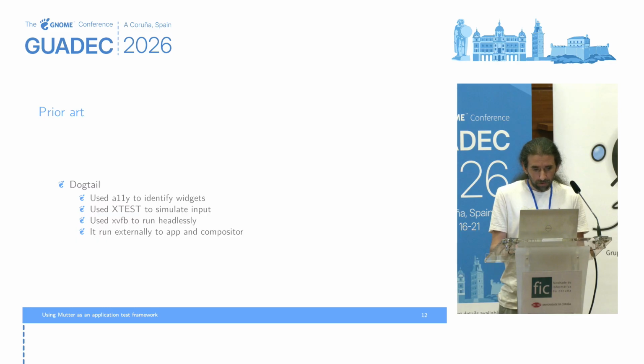And it also used Xvfb to run headlessly, and nowadays we are moving away from X11, so it might not be ideal to rely on legacy code to have your test framework running. And it ran externally to everything, to the app and the compositor, and it tried to modify it somehow, but it had quite a lot of limitations.